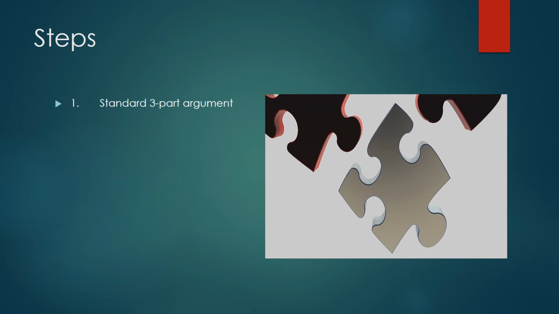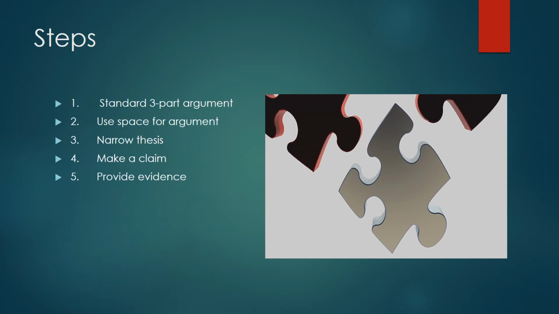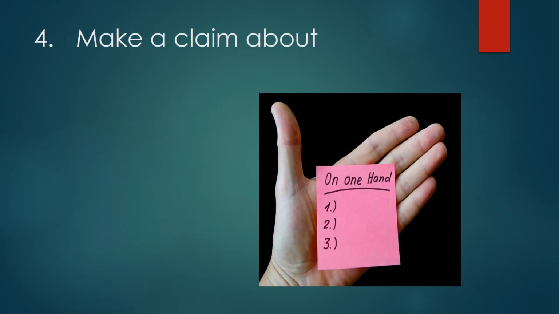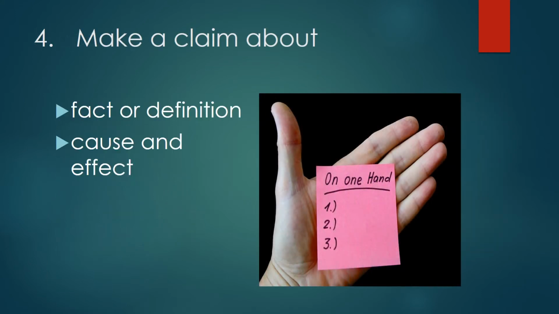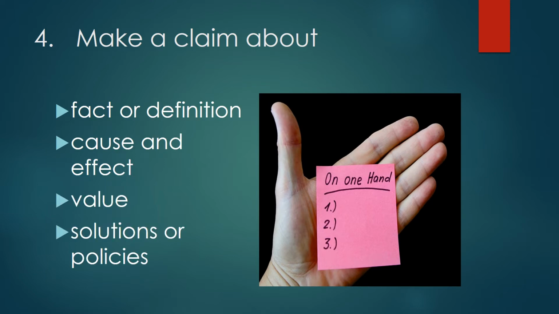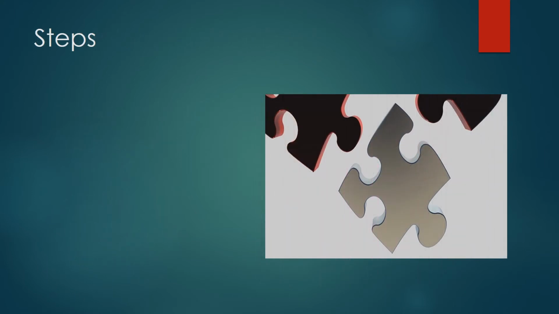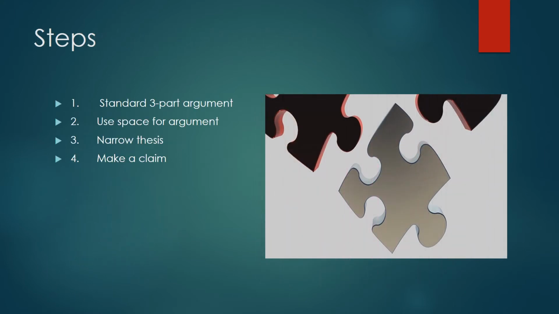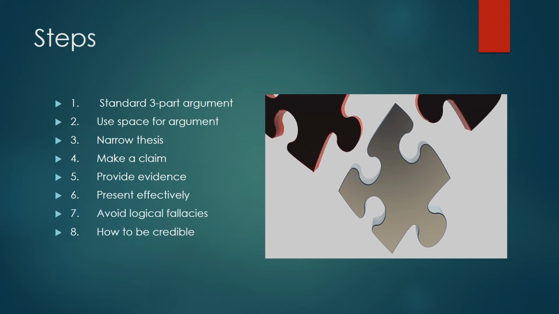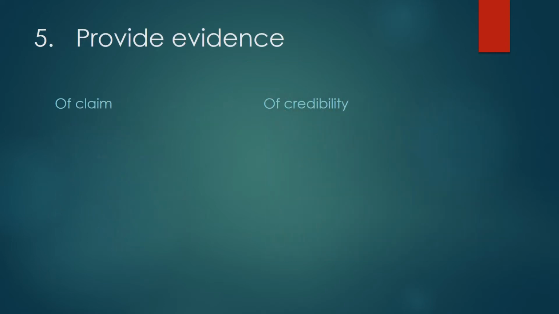Let's look at the 4th step, making a claim. You should make a claim about a fact or a definition, cause and effect, value, or solutions or policies. Let's look at step number 5, providing evidence. You need to provide 2 types of evidence, of the claim you make and of the credibility you have.